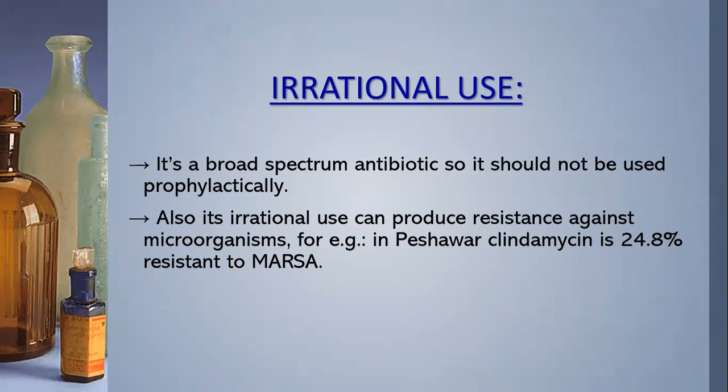The irrational use of this drug is this: it's a broad spectrum antibiotic, so it should not be used as a prophylactic drug. It means it should not be used in any type of prophylactic treatment. Also, its irrational use can produce resistance against microorganisms. For example, in Peshawar, clindamycin is 24.8% resistant to MRSA because of its irrational use.